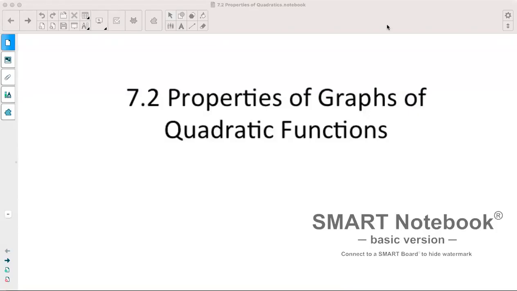Hi, today we're looking at section 7.2, which is properties of graphs of quadratic functions. Now in 7.1, you were introduced to quadratic functions and what our graphs look like. In this section, we will go over some key properties and terminology with those graphs.